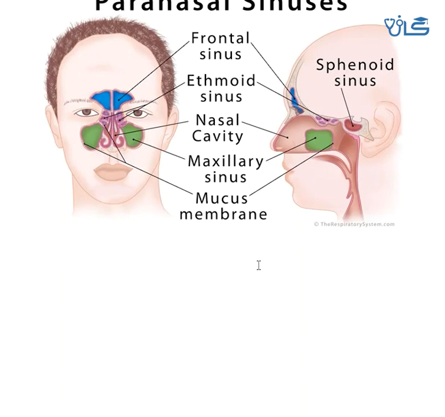Paranasal sinus. Around the nasal cavity there are many cavities that are called paranasal sinuses. For example, frontal sinuses, ethmoidal sinuses, anterior, middle, and posterior, maxillary sinuses, and sphenoidal sinuses. All of them have secretion, and this substance drains into the nasal cavity.